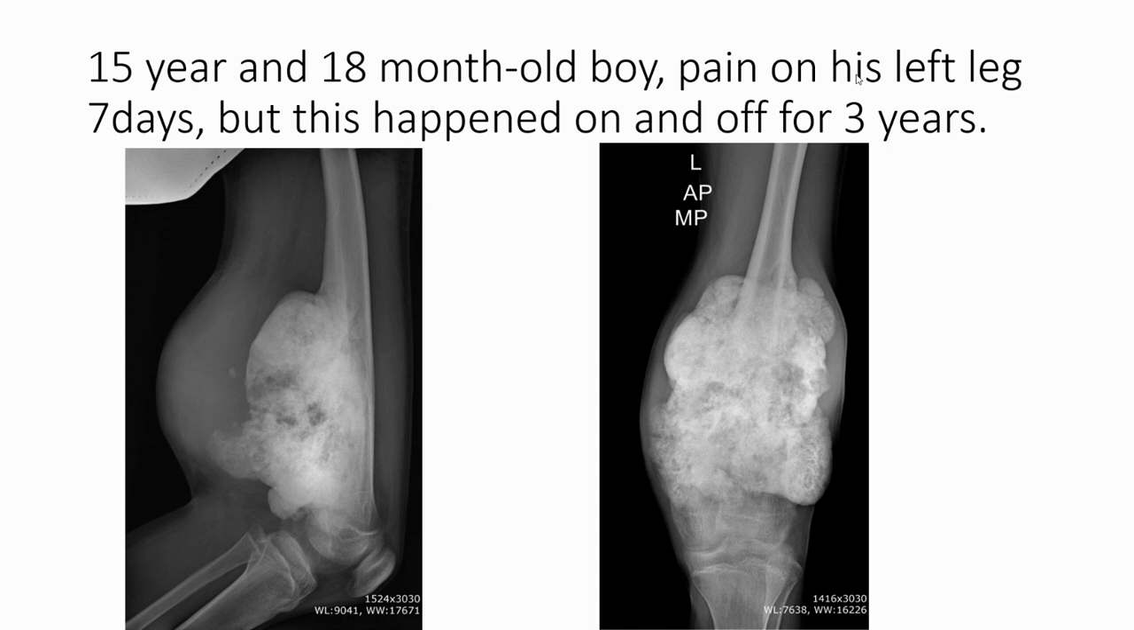So a huge mass that looks like it wraps around the distal left femur, with the cleft sign and involved marrow. The mass arises from the cortex of the distal left femur, from the posterior portion.